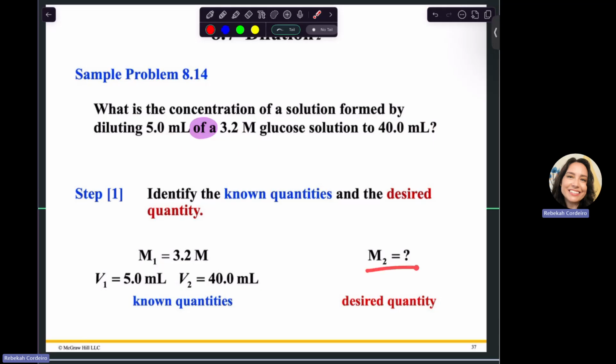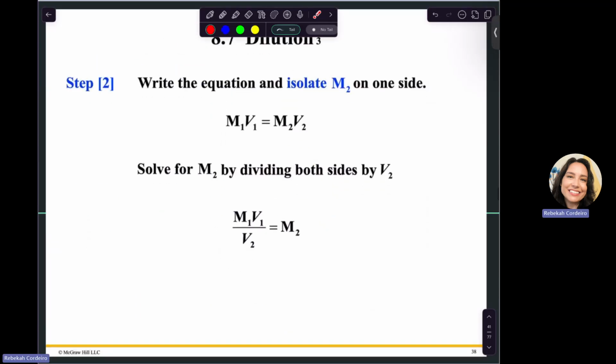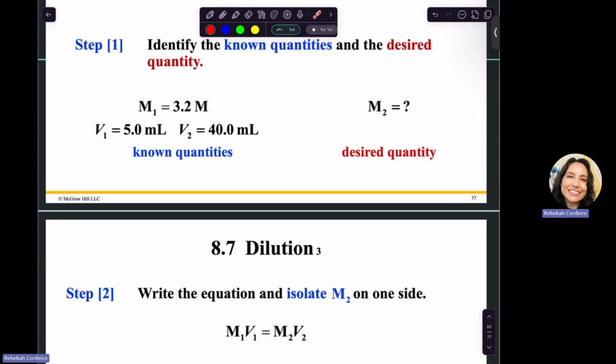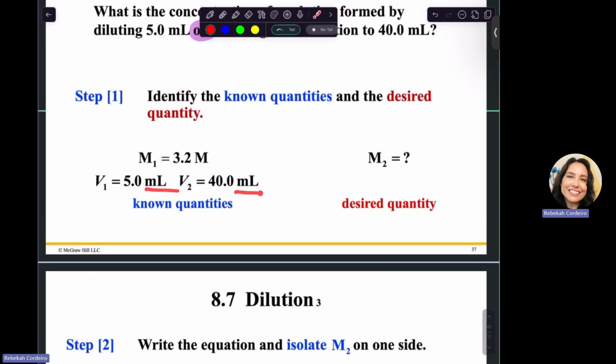Then if we're just solving for M2, go ahead and try this if you haven't already, but pause and try it. We're going to rearrange our variables just like we did for gas laws so that we have M2 equals, and then we're just going to plug our numbers in. We have to make sure our volumes are the same. So for example, if this was liters, we'd have to change it to milliliters or vice versa. And then you make sure that your concentrations are the same.